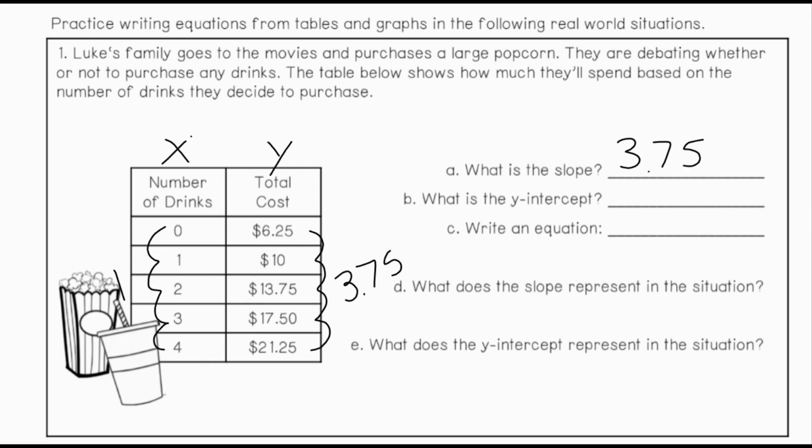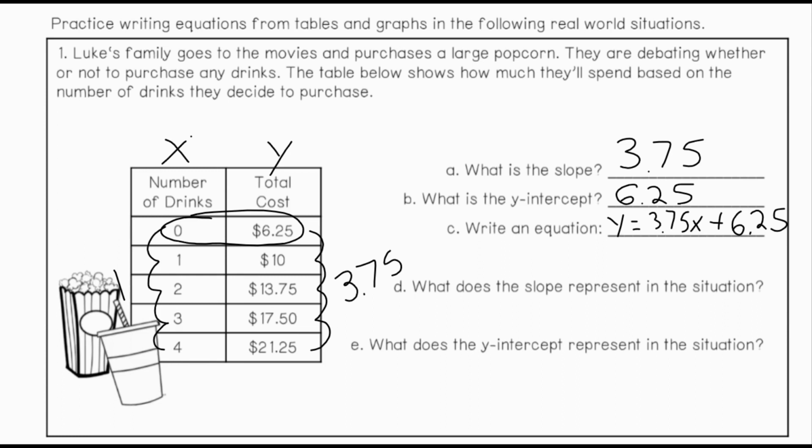Now my y-intercept is where my table has a value of 0 for x. So 6.25 is my y-intercept. Now writing an equation, y equals mx plus b is my slope-intercept form. Slope would be attached with the x, so I'd have y equals 3.75x, and then my y-intercept is 6.25. So my equation would be y equals 3.75x plus 6.25.